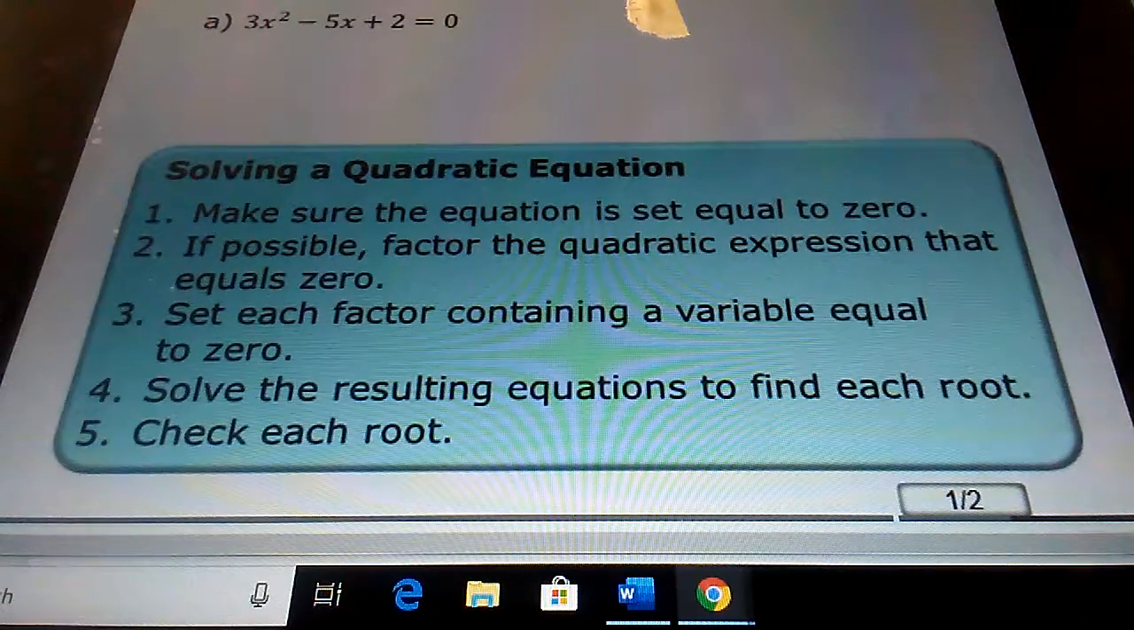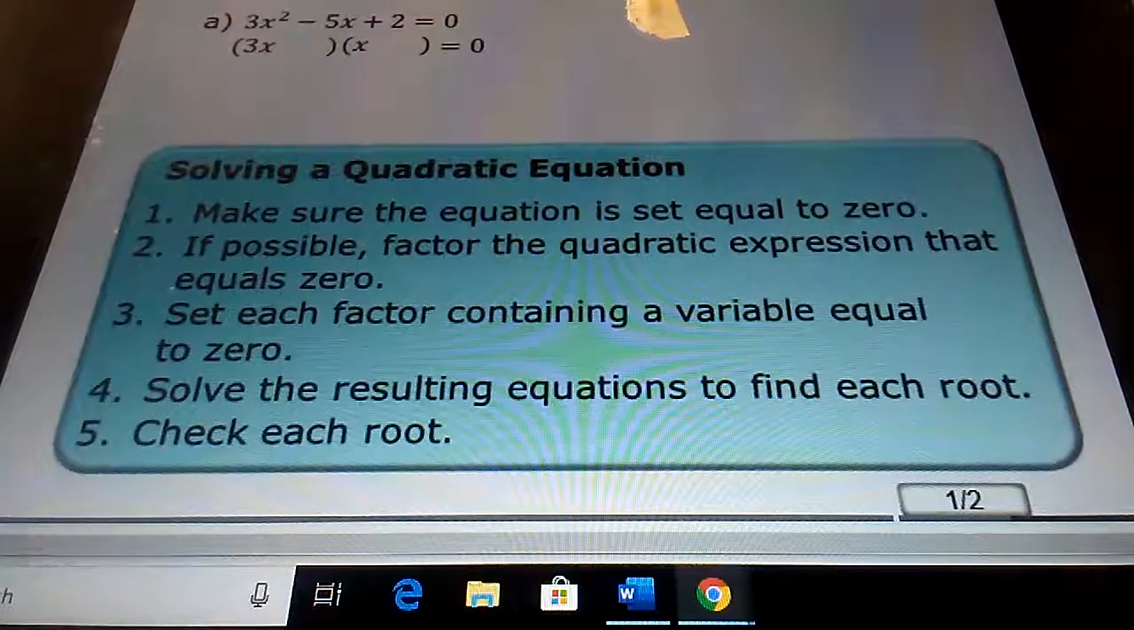The trinomial is a quadratic expression, and it is set equal to 0. So let's move to the second step, which is to factor, if possible. Since the numbers in the trinomial are small, let's use trial and error to factor. The only factors of the first term, 3x squared, are 3x and x. The only factors of 2, the constant term, are 2 and 1.